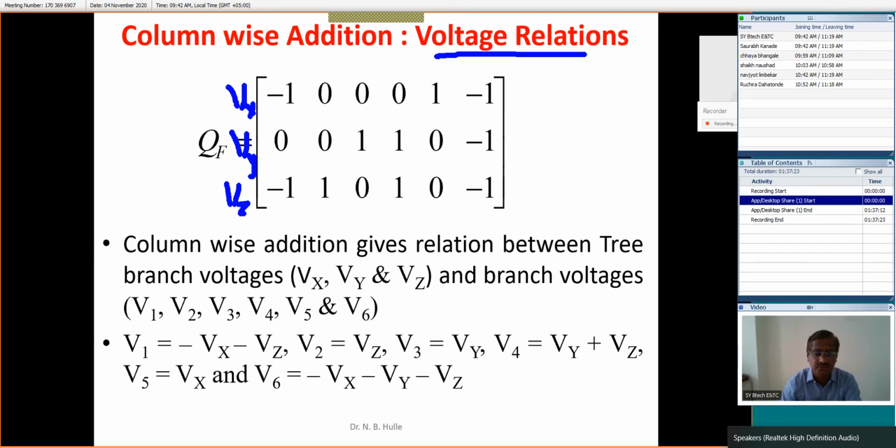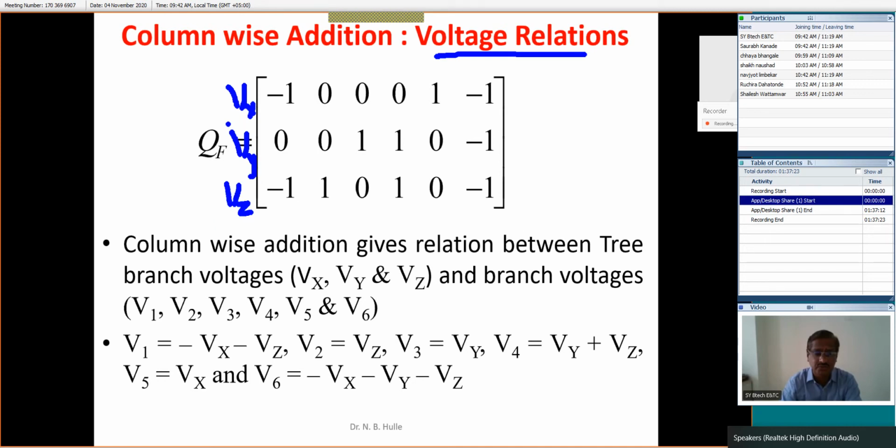What is the cassette? Indirectly, this fundamental cassette is very same as a node. Here Vx, Vy and Vz are the node voltages. This method is very similar to the first method which we have discussed, which is nothing but the reduced incidence matrix.